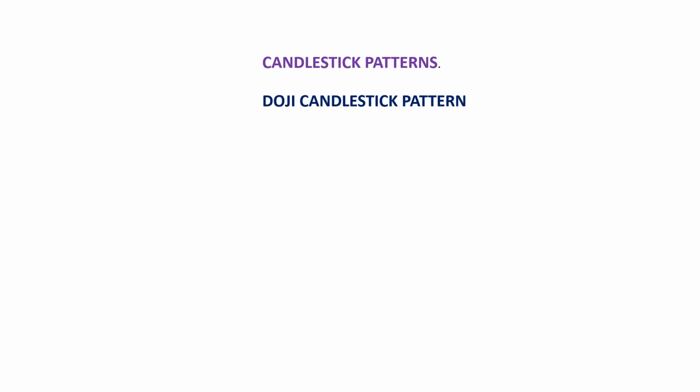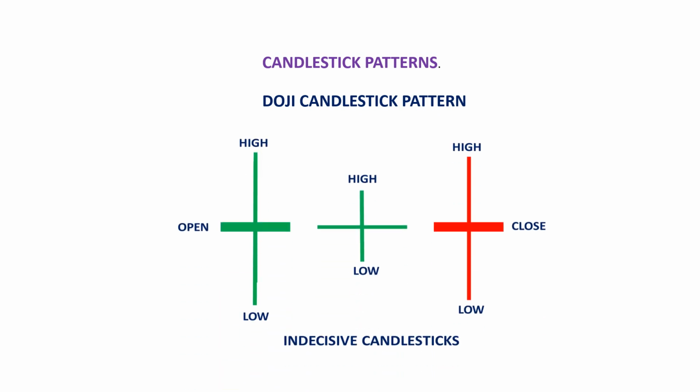A doji candlestick pattern like this is a type of candlestick formation that occurs when the opening and closing prices of an asset are very close to each other, resulting in a small or non-existent body. The open and close prices can be equal or extremely close, creating a cross-like appearance. The doji candlestick pattern is often interpreted as a neutral or indecisive pattern, indicating that the market is uncertain about the asset's direction.